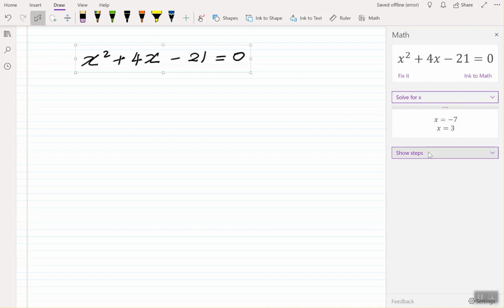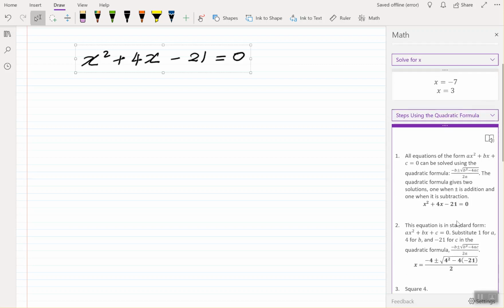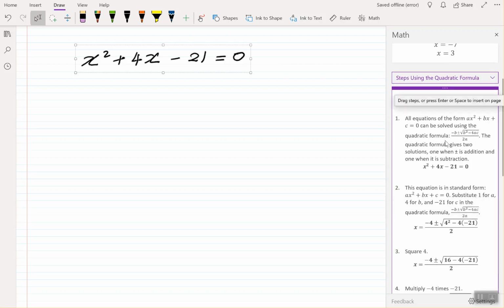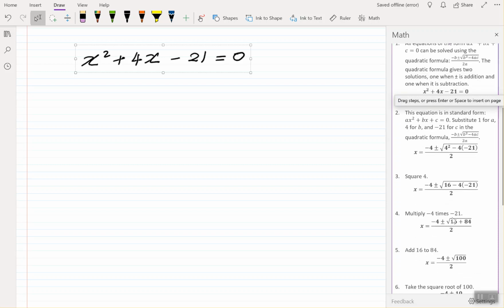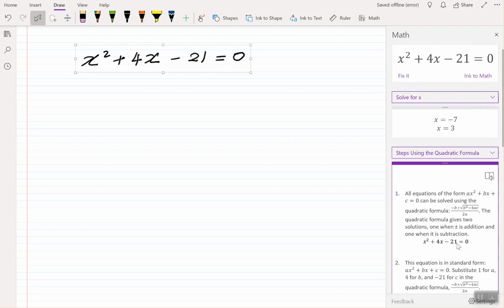Two solutions. Show steps. You can use steps using factorizing, factorizing by grouping, quadratic formula, or completing the square. I'm going to go with the quadratic formula. So you can see we have the quadratic formula, it substitutes and gives the final answers x equals 3 and x equals -7. Very powerful. That's our first example.